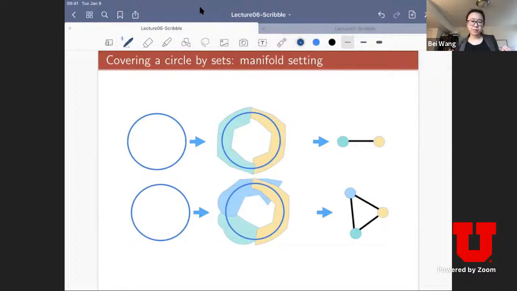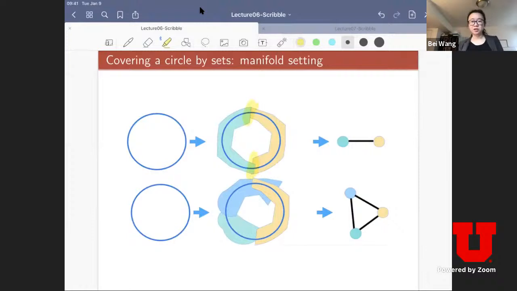Each cover element becomes a point. And then if the cover elements have a pairwise intersection, I have an edge between them. Now I have those two elements, right? They have a little bit of overlap right here, right? There's a non-empty intersection, so there's an edge between them.